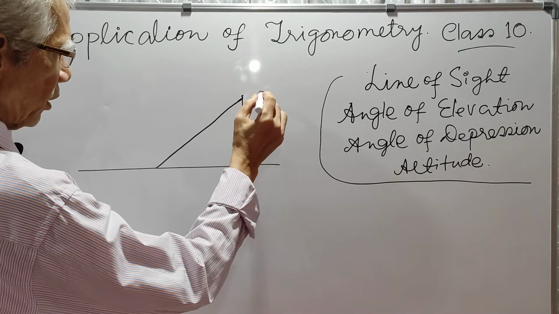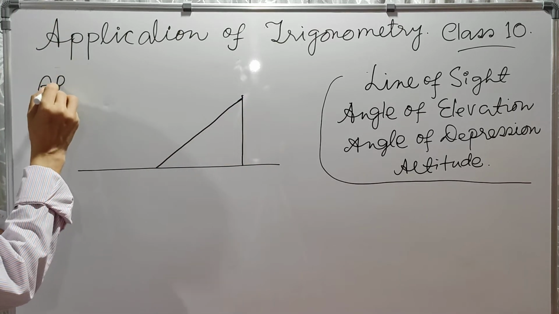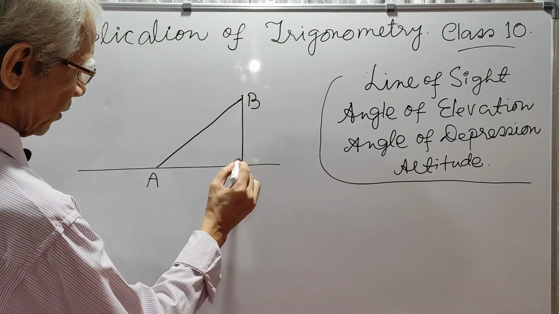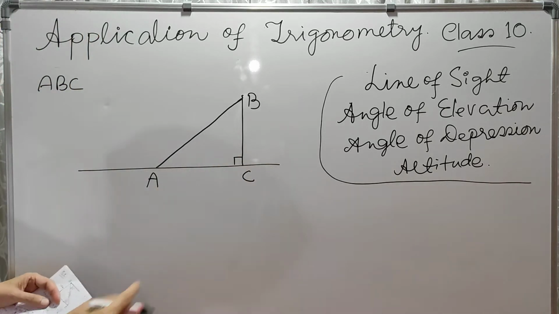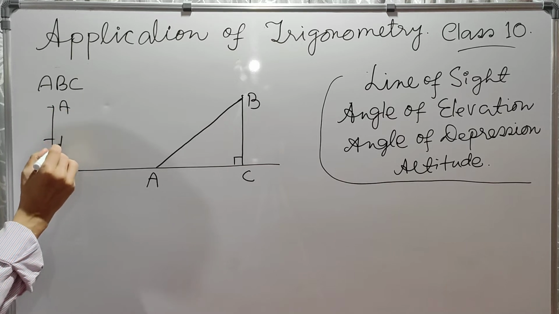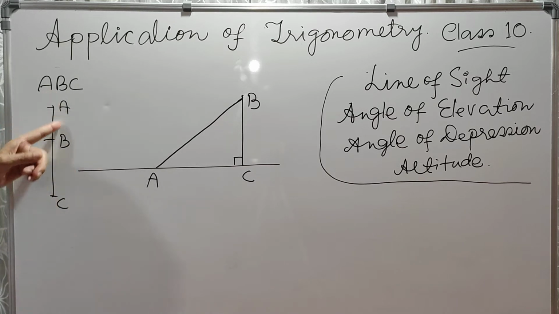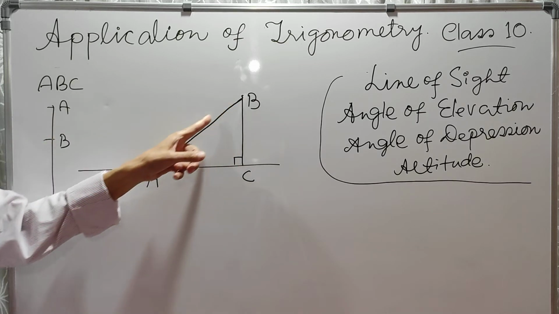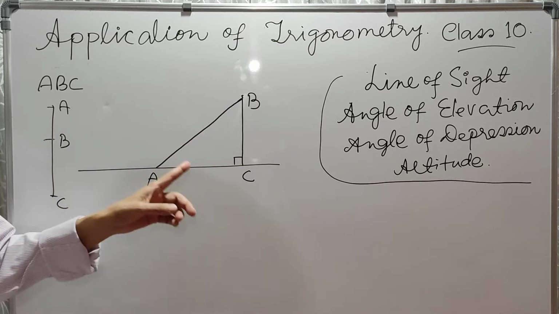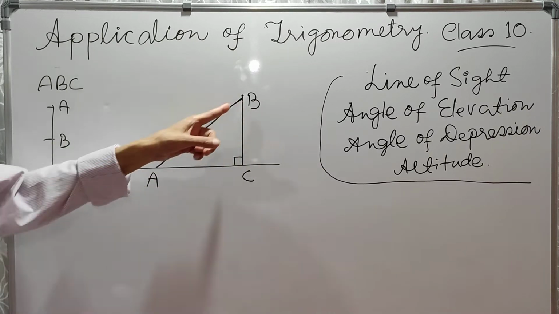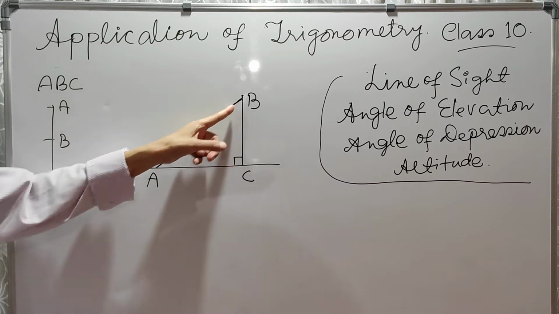So the tree was ABC. This was a tree A, B, C. The tree is perpendicular to the ground. This is the ground level. So ABC is a tree. Now the tree broke here at the point B. So after breaking, this upper part touched the ground. You followed? The tree ABC broke at the point B due to some stormy weather, and then this upper part AB touched the ground.